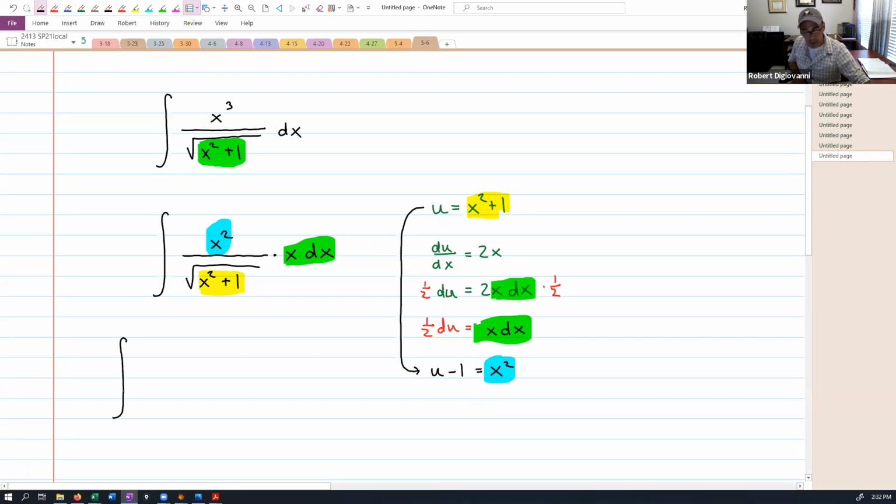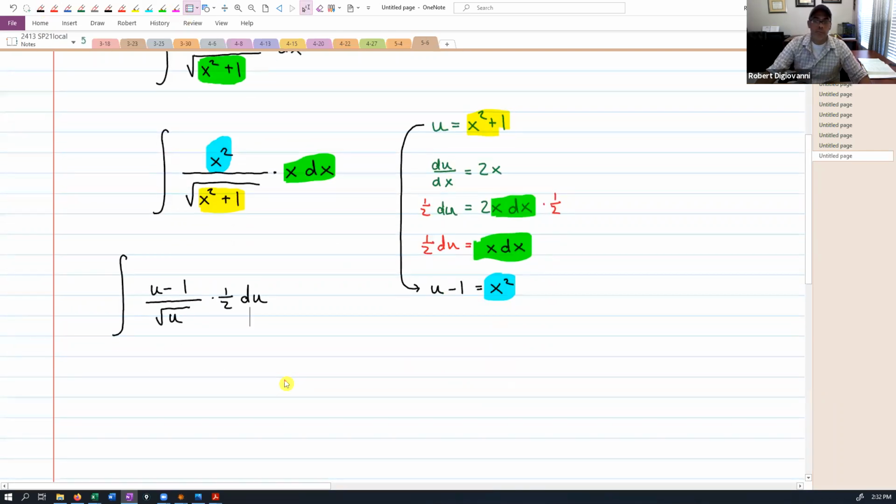The original integral now becomes the blue piece, u minus 1, over the square root of the yellow piece, which was u. And then the green piece is 1/2 du. And so you might be freaking out a little bit here. Don't freak out, because you have 2 terms on top and 1 term on the bottom. And I brought the 1/2 out completely. All right.